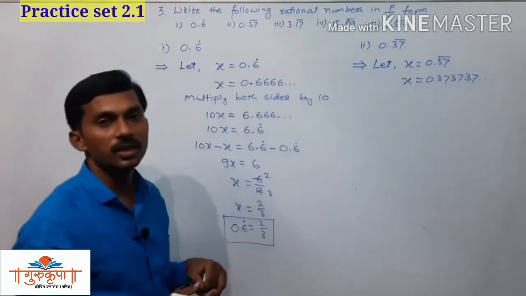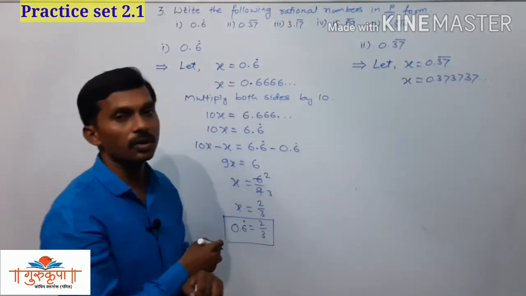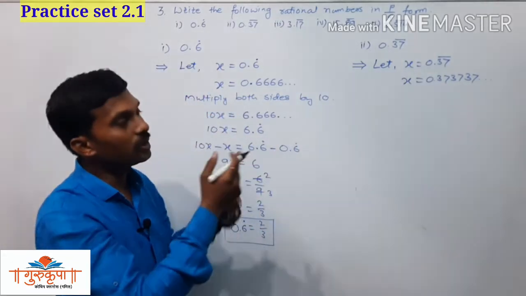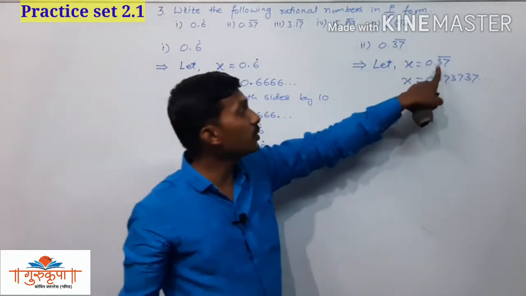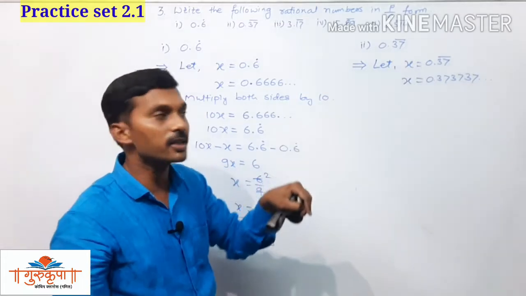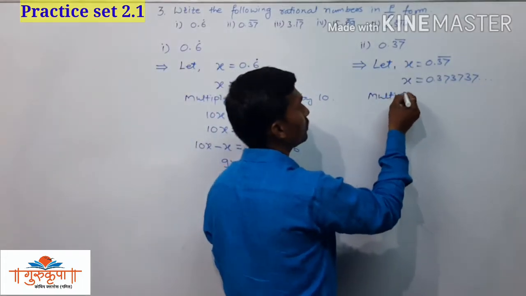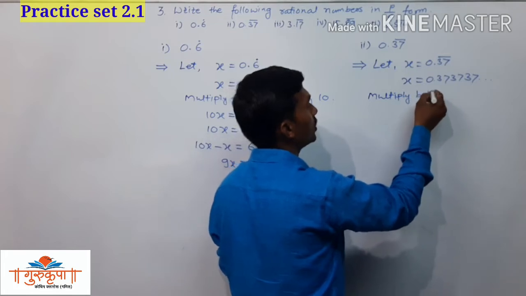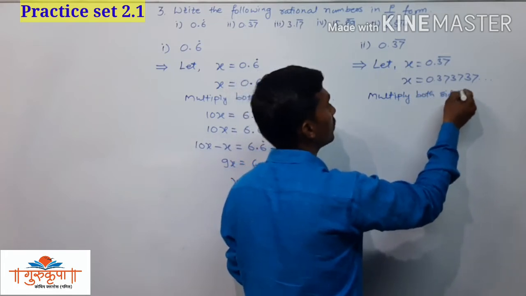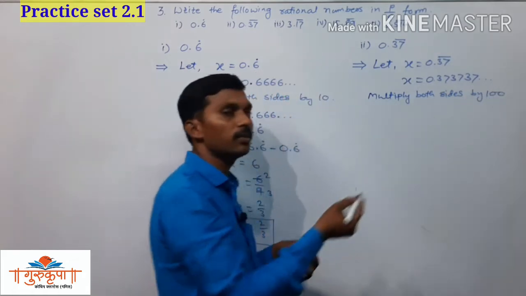0.37, 37, 37 and so on. Now into the second step, what we have to do, since 2 digits get recurred, multiply both the sides by 100. No need to write this statement, directly you can multiply.